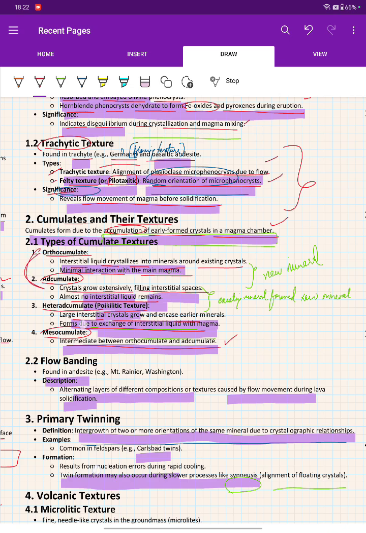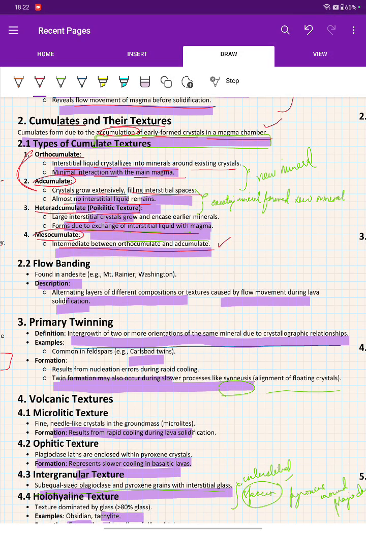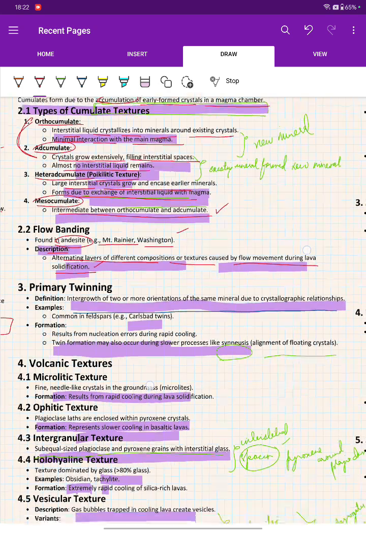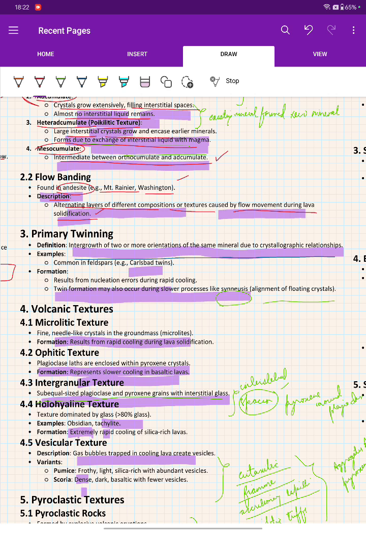Okay, now we have the flow banding. So it's found in andesite, that is Mount Rainier, Washington. Description: it's the alternate layering of the different composition or texture caused by the flow movement during lava solidification. Now we have the primary twinning. So intergrowth of two or more orientations of same mineral due to crystallographic relationship. Examples common in feldspar, that is Carlsbad twins.